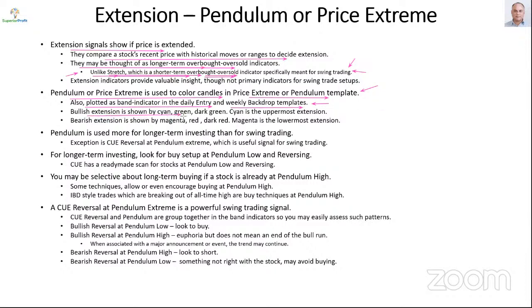Bullish extensions are shown by cyan, green, dark green. Cyan is the uppermost extension. Bearish extension is shown by magenta, red, dark red. Magenta is the lowermost extension.